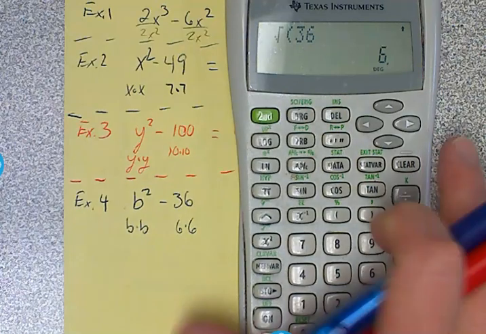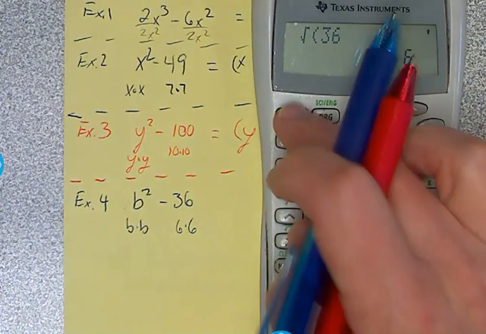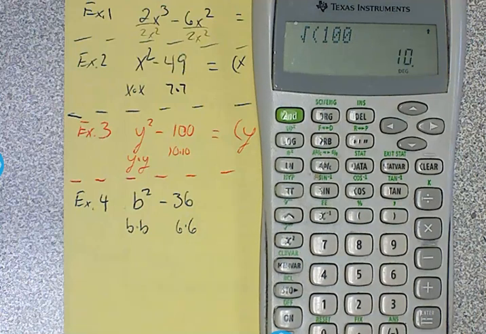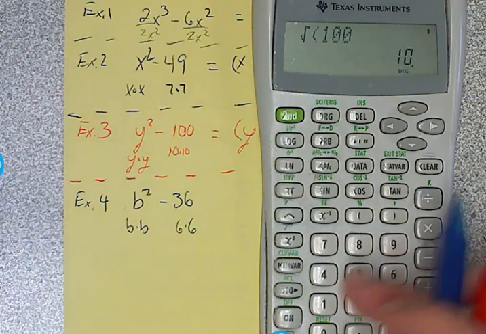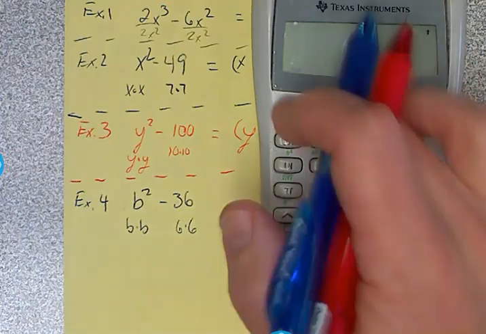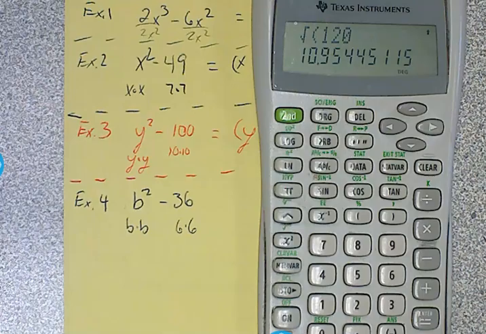So if it's one of these perfect square numbers, all you got to do is take the number you have, hit second, and then square root it. As long as it comes out to be that, it's good to go. If it's some other number, let's say it's 120, and you square root it and you get some decimal number like that, it's not a perfect square, so you don't get to use the shortcut.